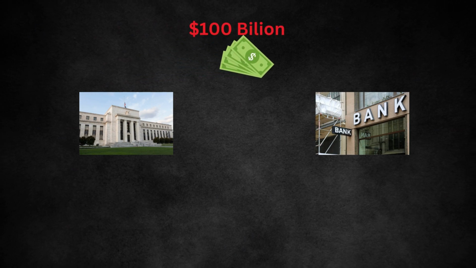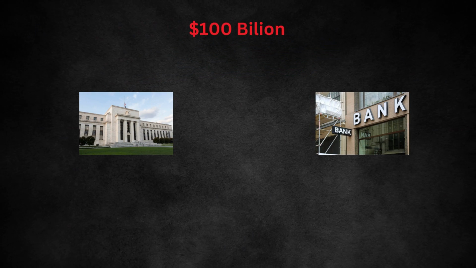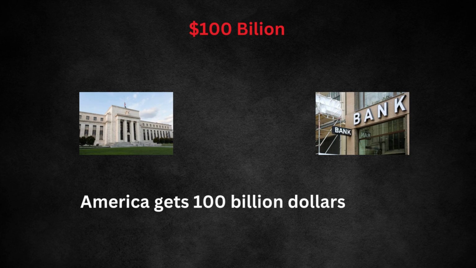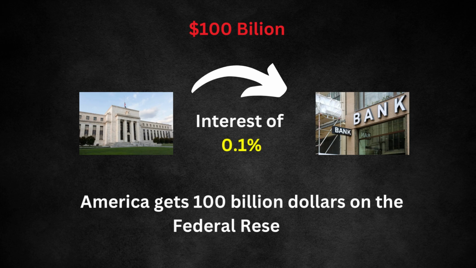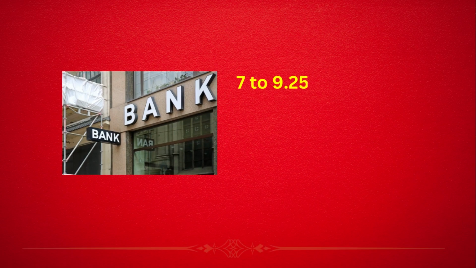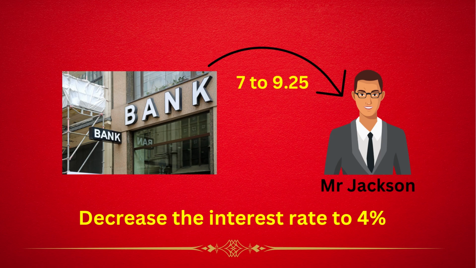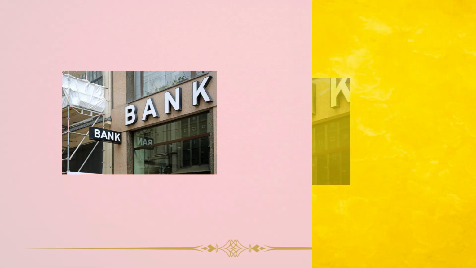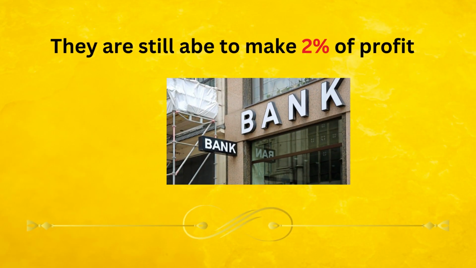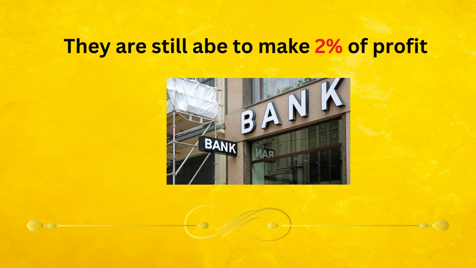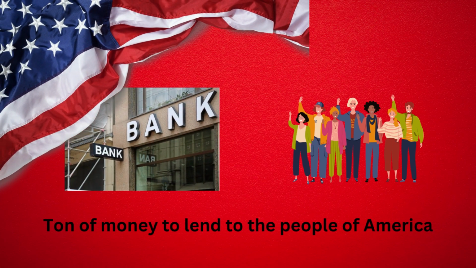So just like the Federal Reserve lent money to Bank of America, now they would print $100 billion and buy a bond from Bank of America worth $100 billion. So Bank of America gets $100 billion from the Federal Reserve at a dirt cheap interest of just 0.1. So now just like Bank of America increased the interest rate from 7 to 9.25 for people like Mr. Jackson, now they would decrease the interest rate for Mr. Jackson from 9.25 to just 4%. Why? Because now they are still able to make a 2% profit and they have a ton of money to lend to the people of America.